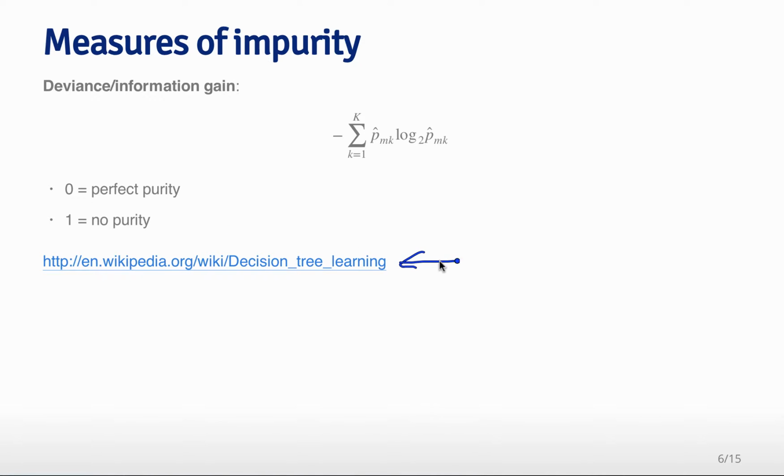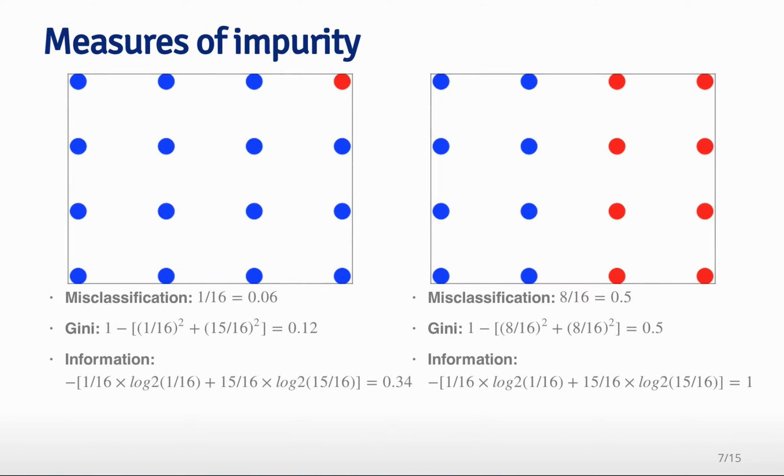If you go to this link from Wikipedia, you'll have a lot more information about how these measures of impurity are used to separate the values within each leaf. So here's what they look like for a specific example. Suppose we had a variable that was trying to split the dots into the blue and the red dots. If the variable split it in the following way, where 15 of the dots were blue in a particular leaf and only 1 was red, that would be a relatively pure situation.